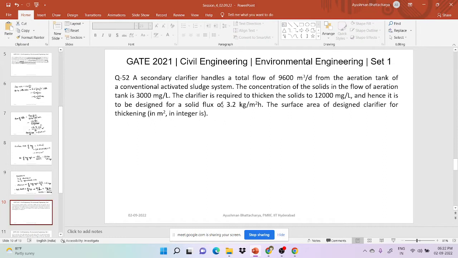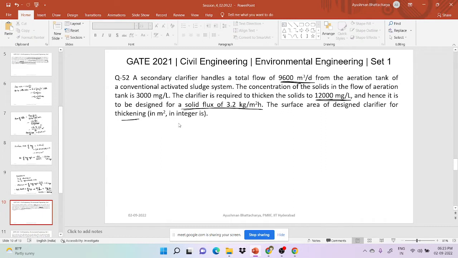In the third question, they have mentioned a secondary clarifier handles a total flow of 9600 meter cube per day from the aeration tank of conventional activated sludge. The concentration of the solids in the flow of the aeration tank is 3000 milligram per liter. The clarifier is required to thicken the solids to 12,000 milligram per liter. Hence, it is to be designed for a solid flux of 3.2 kg per meter square per hour. The surface area of the designed clarifier thickening in meter square, in integer, is? So, how will we solve this question?